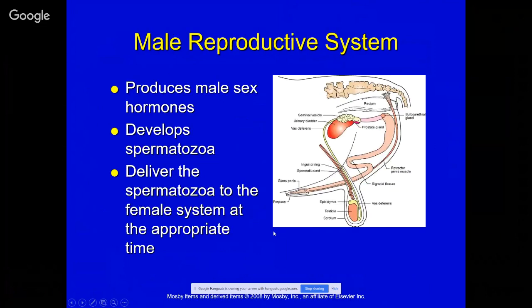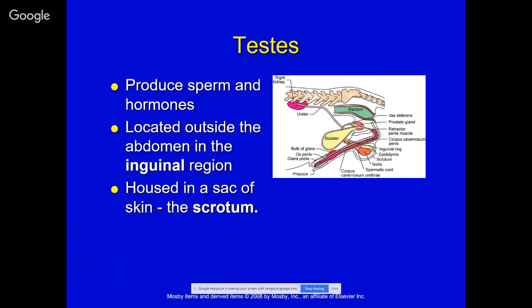Within the male reproductive system, we have things that produce male sex hormones that help to develop the spermatozoa and deliver the spermatozoa to the female site at the appropriate time. So the testes produce sperm in the seminiferous tubules, store them in the epididymis, and they produce hormones. The testes are located outside the abdomen in the inguinal region, or in the perineal region when we're talking about cats. They're housed in a sac of skin called the scrotum.